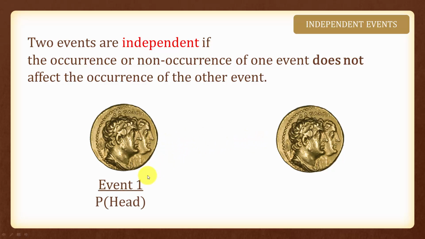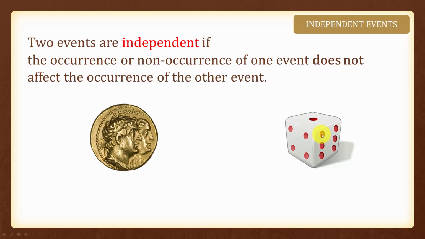Let event 1 be the probability of getting a head by tossing the coin, and event 2 is the probability of getting a head by tossing the other coin. The probability of getting a head for the first coin will not affect the probability of getting a head for the other coin. The probability of getting a head for the other coin will always be 1 over 2 regardless of the result for the tossing of the first coin.